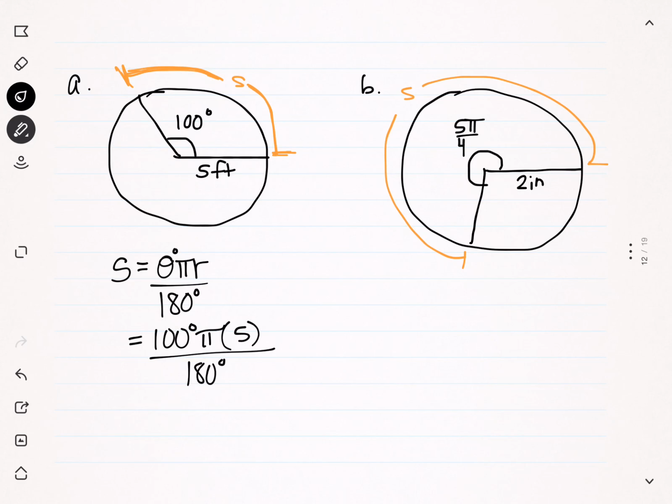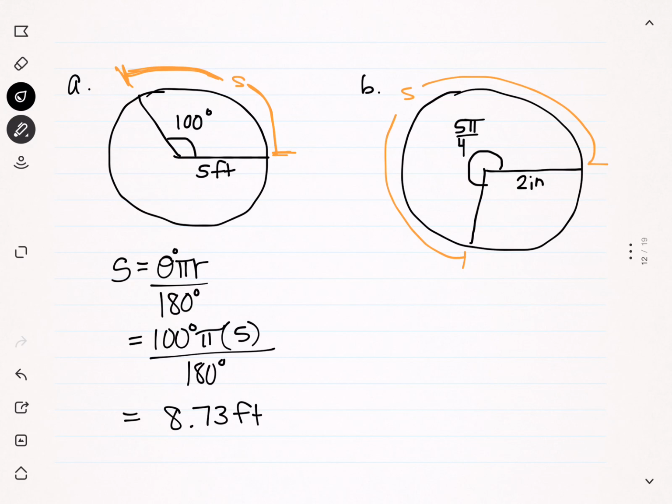Okay, so we're going to just simplify. I'd grab my calculator right now. I'd multiply 100 times pi times 5 and then divide it by 180 degrees. And just as a side note here, if you have a pi button on your calculator, I would make sure to use that pi button versus using 3.14 as a substitute, because the answers can vary just slightly there. So you should get a final answer of 8.73 feet as your arc length.